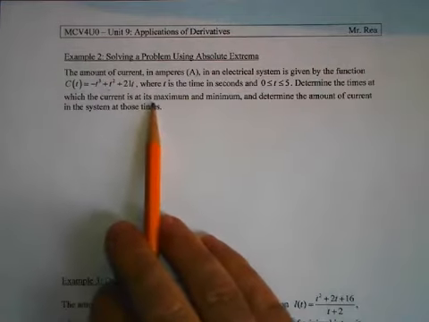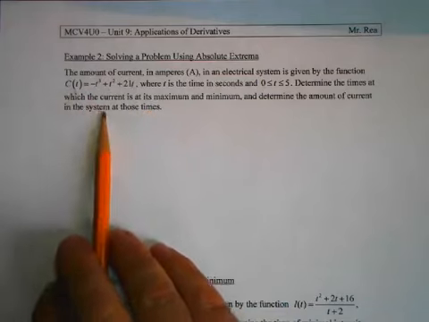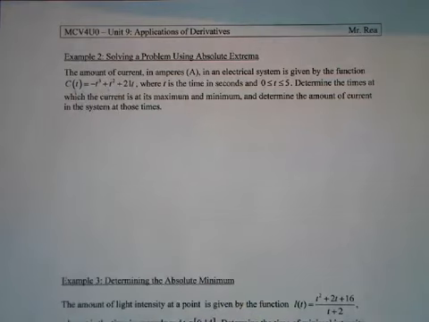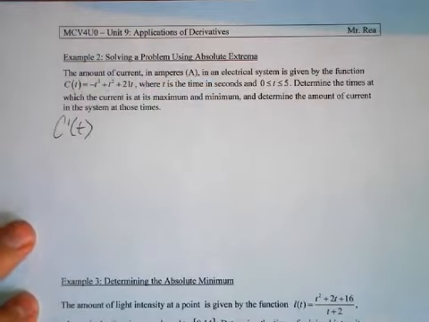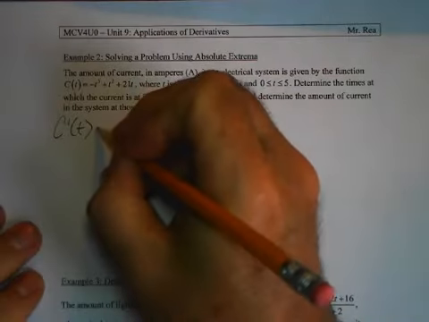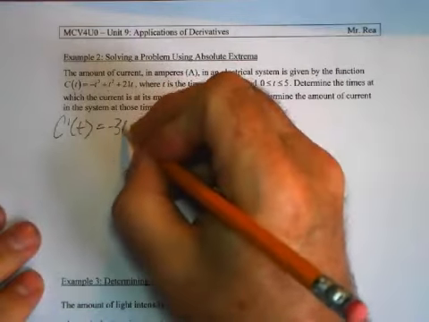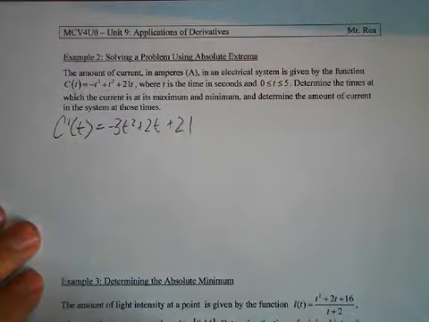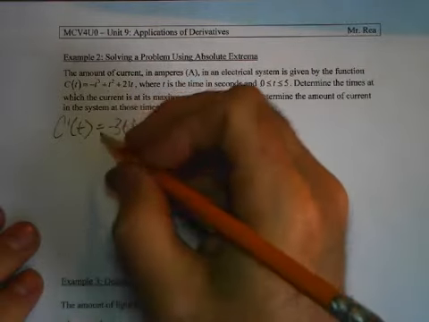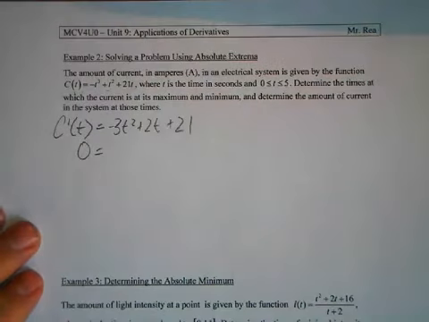Okay, so in this case, they're actually asking for both. They're looking for the time the max happens and how much current it was, and the time that the min happens and how much current that was. Okay, so we're going to do the same thing. First, we find the first derivative of the current function. So again, it's a polynomial, so negative 3t squared plus 2t plus 21. Okay. Set that equal to 0 to find the critical points, which could be maxes and mins.